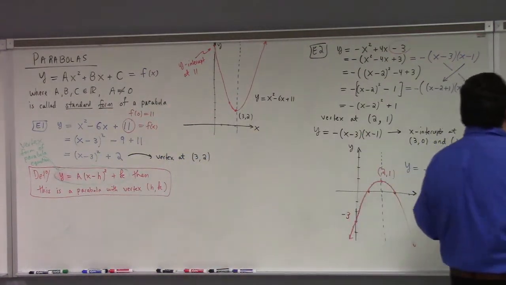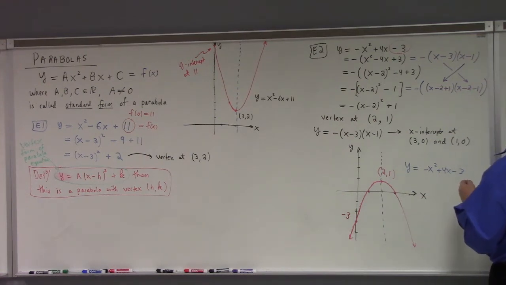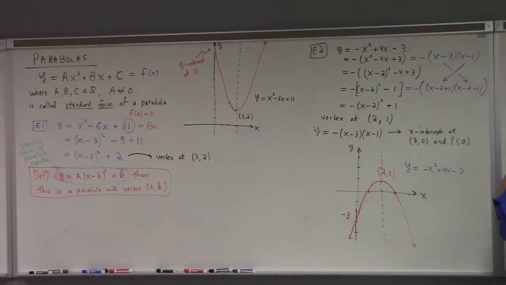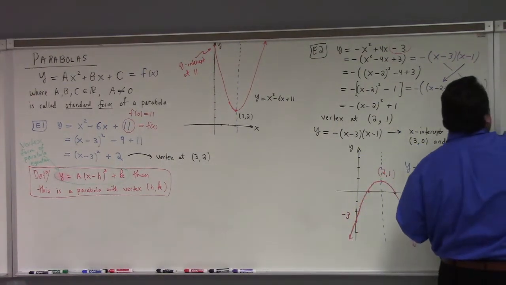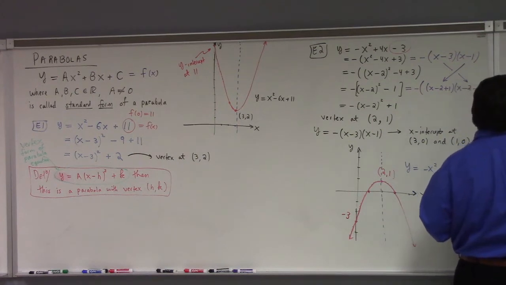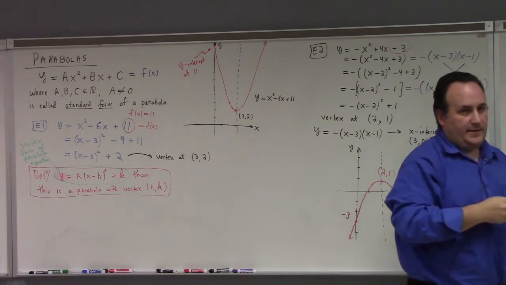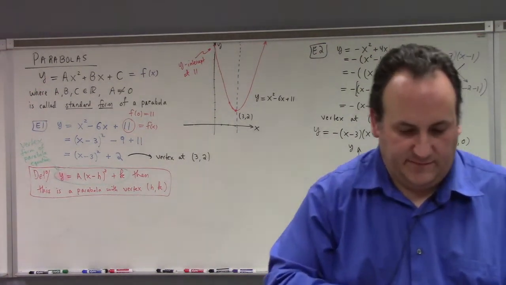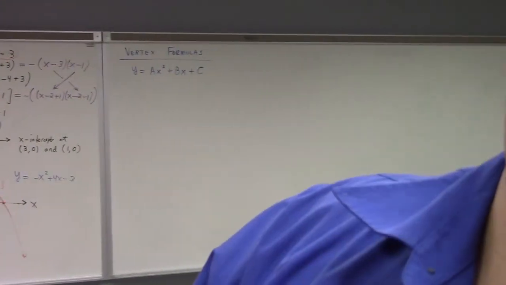Let me call this the vertex formula. Let's figure out the vertex formulas. What we're going to do is start with y equals ax squared plus bx plus c, and I'm going to complete the square on that. From that, we're going to figure out what the formula is for the vertex in terms of a, b, and c.